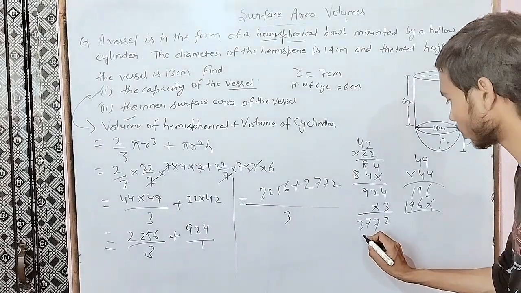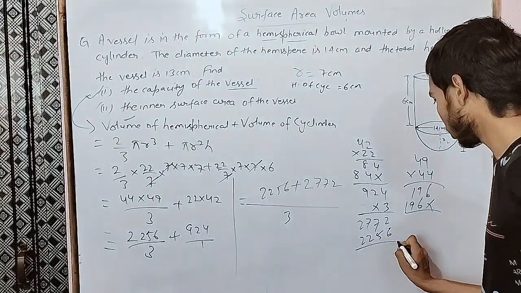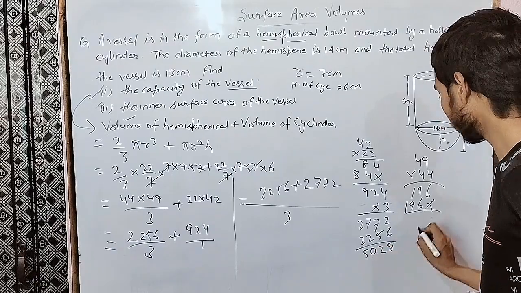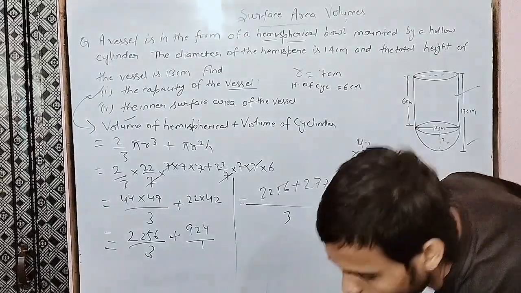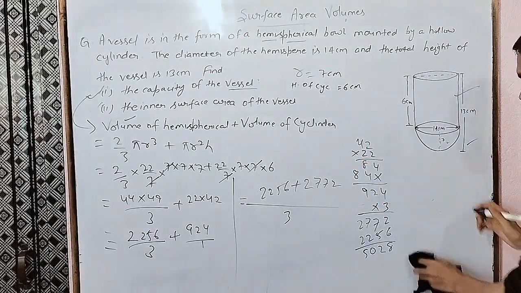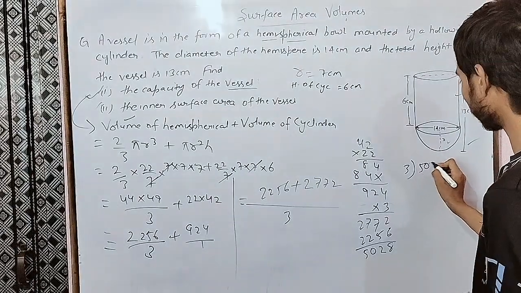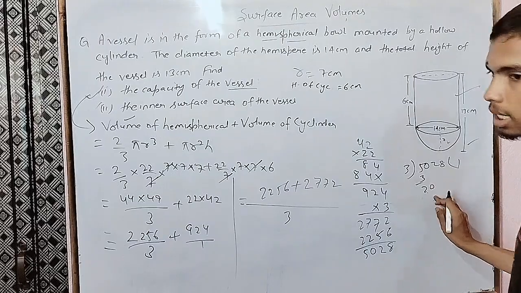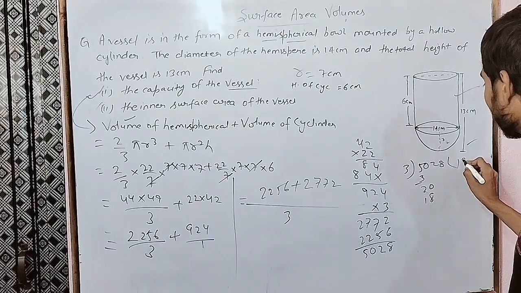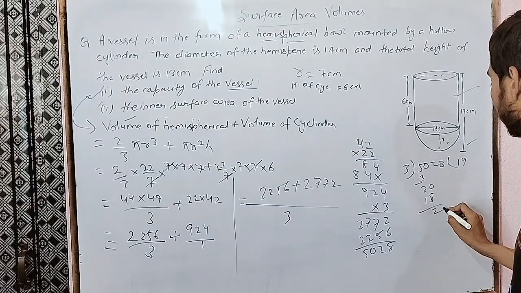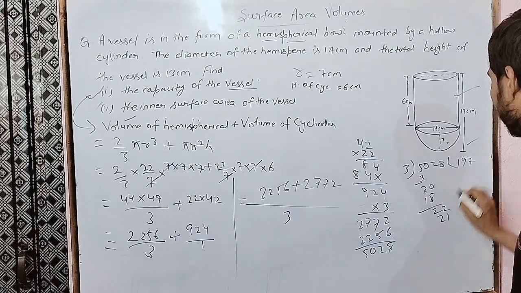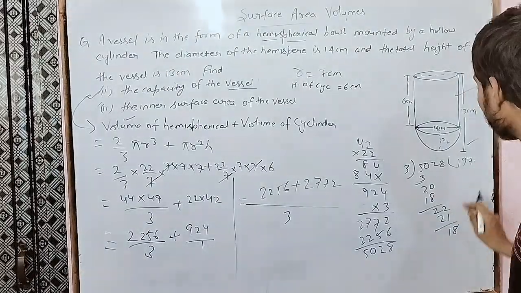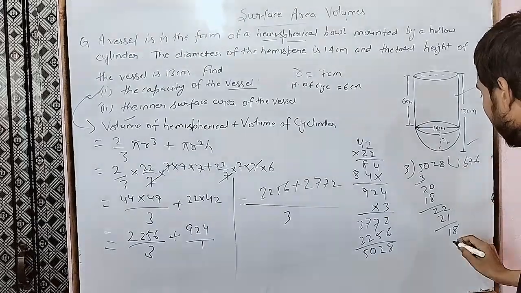So here we are going to add this, 8295. Then we will divide this by 3. 5028. 3 1s are 3, 2 0, 3 9s are 18. 2 3 7s are 21. Again 1. 3 9s are 18. 6 3s are 18.